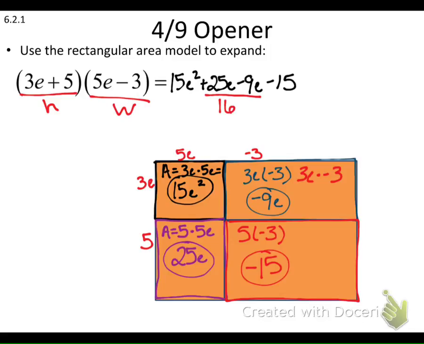16e, right? I have no more like terms, so I'm going to bring these down and box my answer.